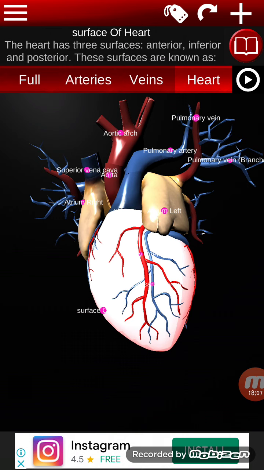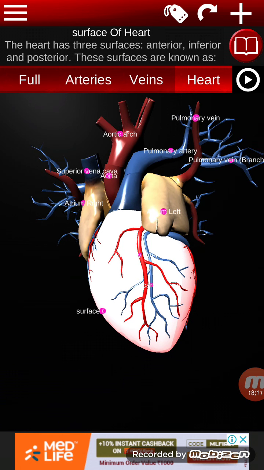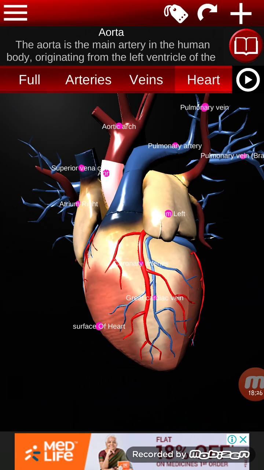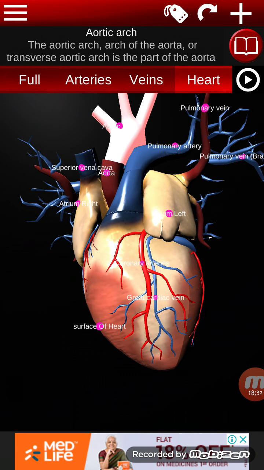Pulmonary arch arises from the left anterior angle of the right ventricle. Its opening is guarded by the pulmonary valve and it carries deoxygenated blood to the lungs. Second one is systemic arch. This systemic arch arises from the left ventricle. Its opening is guarded by aortic valve. It transports oxygenated blood to different parts of the body through its branches.